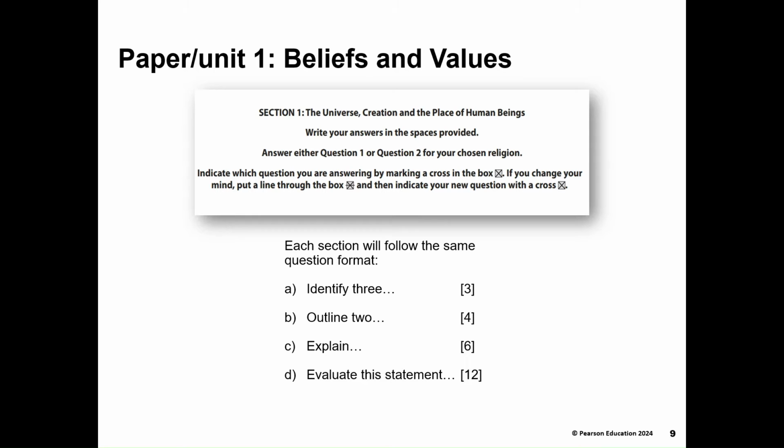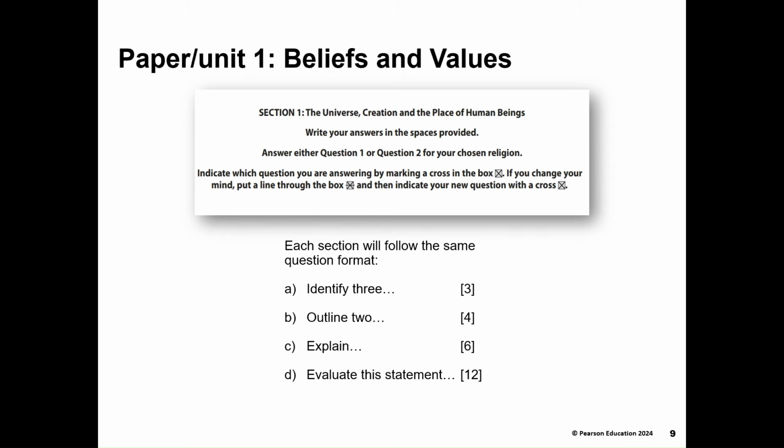Each question, 1 to 8, will have 4 parts to it, A, B, C and D. The difficulty of the questions increases from A to D. And these will be consistent across all sections, and the command words and marks available will be consistent and can be seen on the screen now.